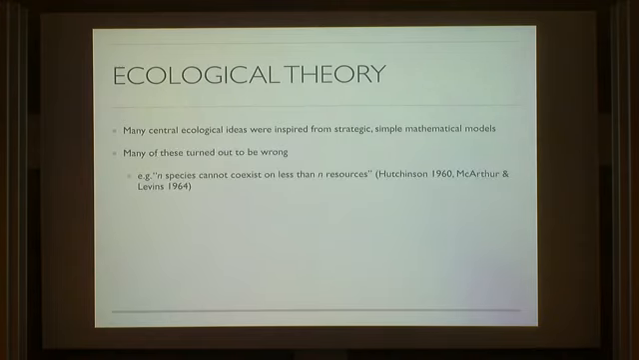Unfortunately, many of these theories turn out to be completely wrong. So one great example is the idea, which was put forward in the 1960s, that in order for n species to coexist, there have to be at least n resources. So this kind of niche-based theory was very popular, and some people still believe this to be true. But actually, it's been shown in many different scenarios, and this is one of my favourites, that in fact you can get as many species as you like coexisting on a small number of resources by changing the assumptions of your model.